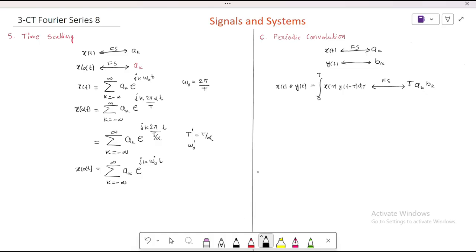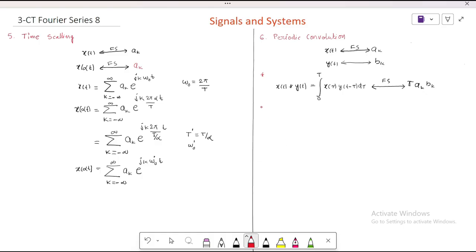You should remember this very important concept in any Laplace, Z or Fourier transform: if you apply convolution in the time domain, the corresponding operation in the frequency domain is multiplication.